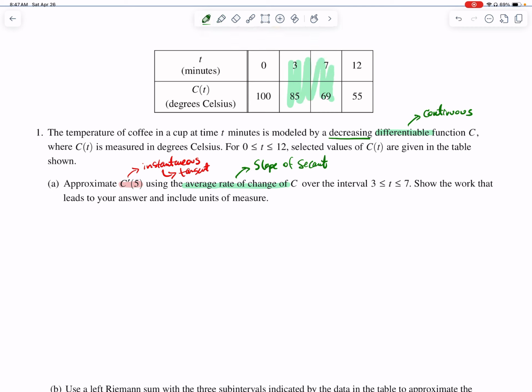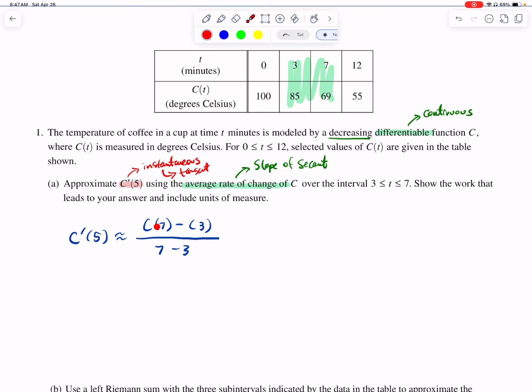That's it. So I would write something along the lines of, change your color to blue, C prime of 5 is approximately equal to, because this is the slope of the secant line, which is approximately equal to the slope of the tangent line. And I would want to set this up as a slope, so it's a difference quotient. I've got to do the change in y over change in x. Don't get it upside down. So I'm going to do C of 7 minus C of 3, all of this over 7 minus 3.